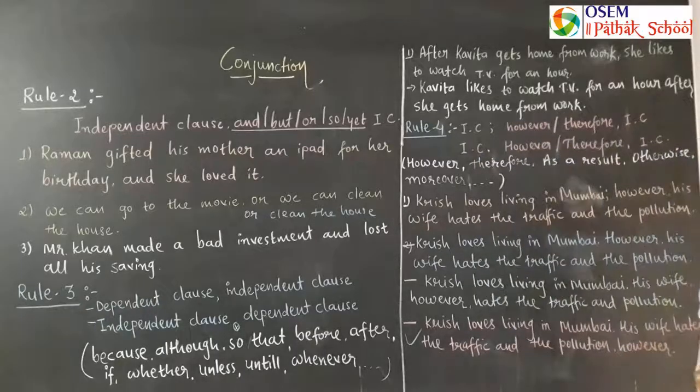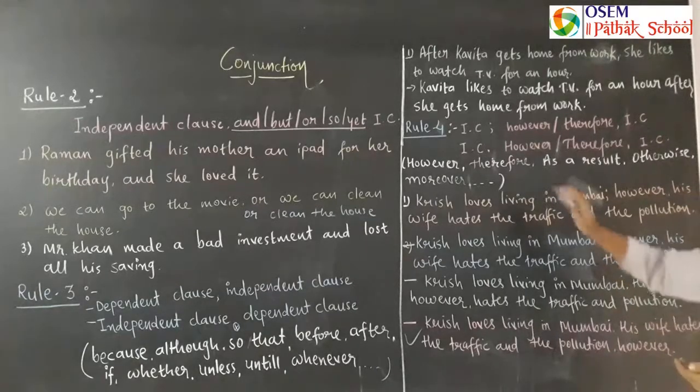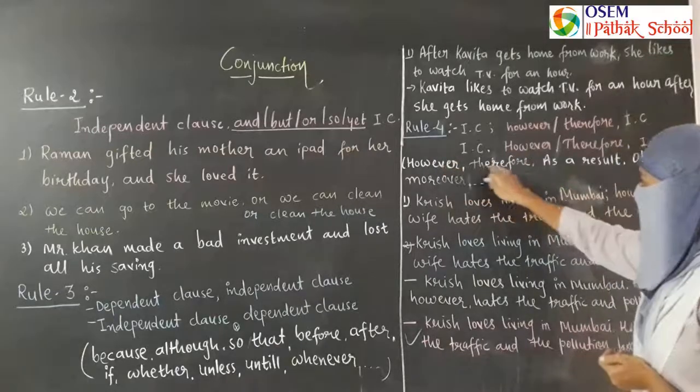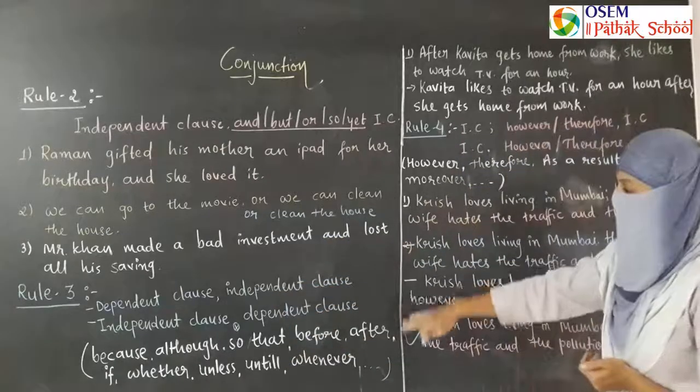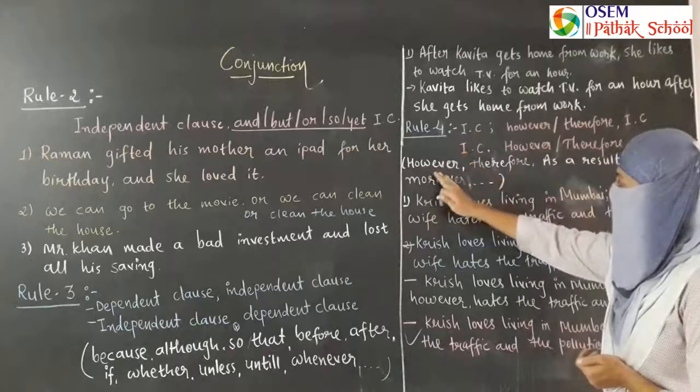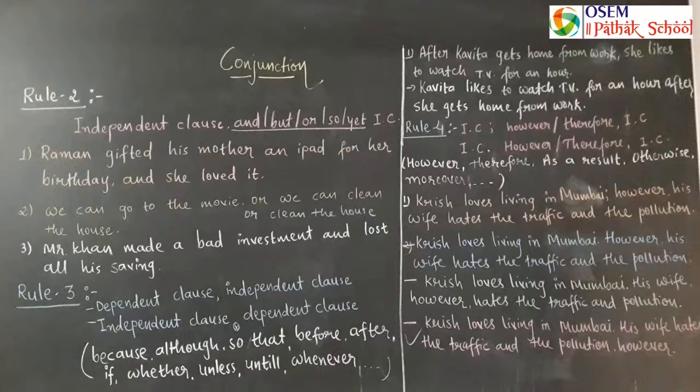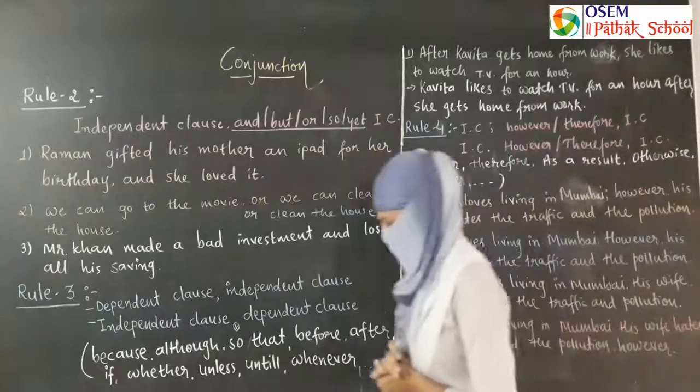And fourth is, if you write an independent clause, then I have written some words in brackets. Rule number 3, you can use it here, you can use this, and with rule number 4 you can use this word. Independent clause, semicolon, however, therefore, and comma, then independent clause. If you want to make the sentence separate, then independent clause, full stop, and however or therefore or conjunction, first letter is capital and then comma and independent clause.